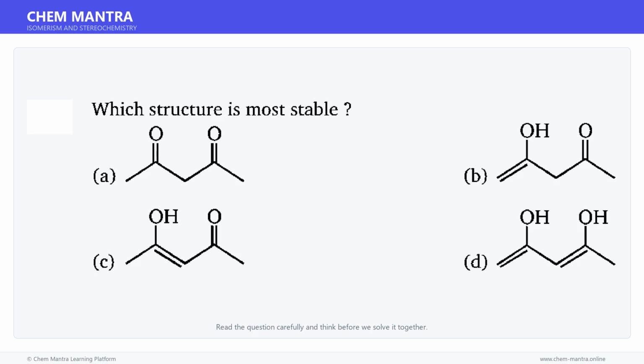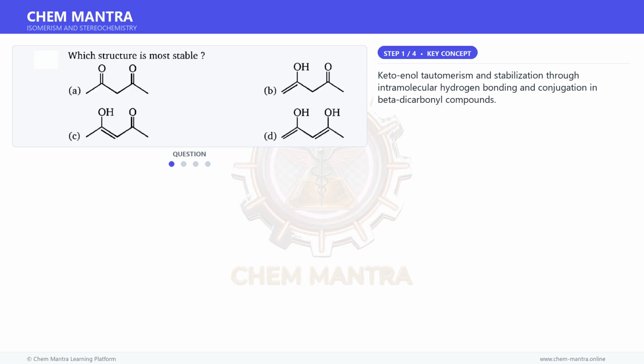Here is a question. Read it carefully and think about the answer. Let us solve it step by step. Let us first understand the key concept here. Keto-enol tautomerism and stabilization through intramolecular hydrogen bonding and conjugation in beta-dicarbonyl compounds. Moving on to the next step.